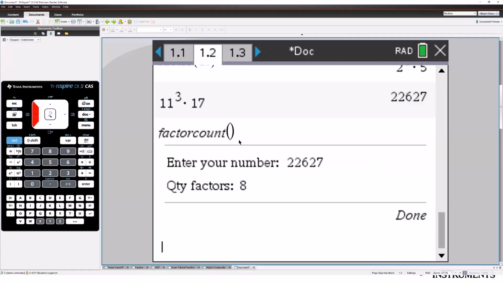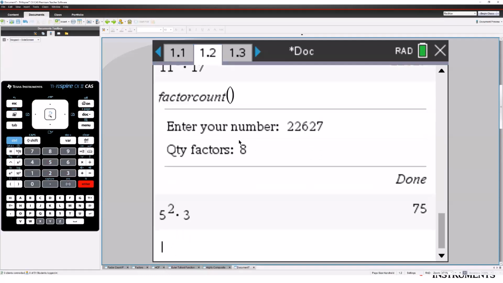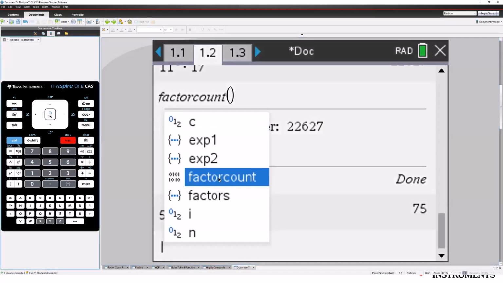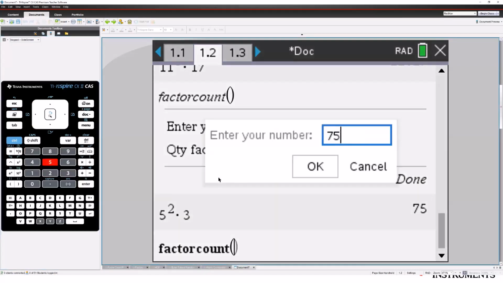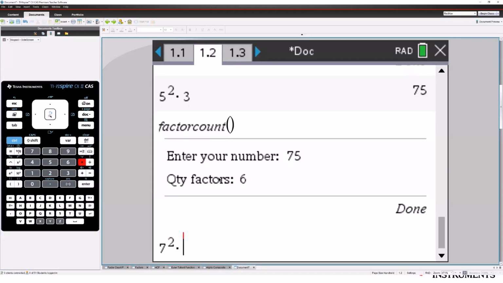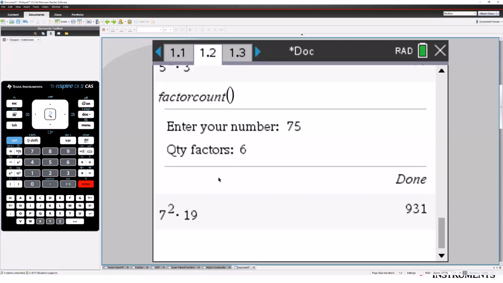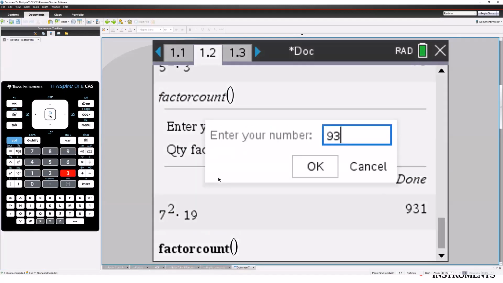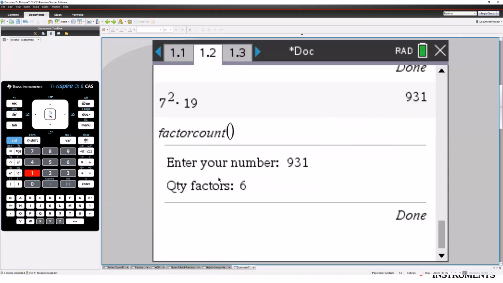Maybe we should try something that is a prime number squared multiplied by just another prime number. So let's go for 5 squared times 3. So we could find out how many factors it has. So we go factor count, 75, and there's 6. So now I could develop a hypothesis and go, all right, let's check it. 7 squared times 19. Bizarre numbers. There's nothing systematic about my approach yet, other than I've kept the exponents the same. So let's try 931. It too has 6 factors.